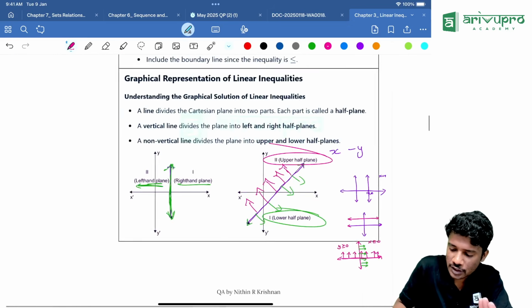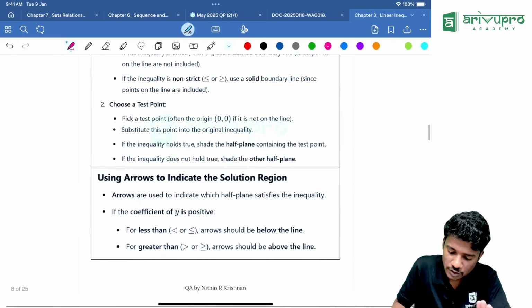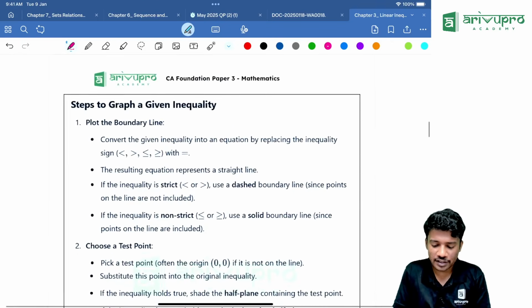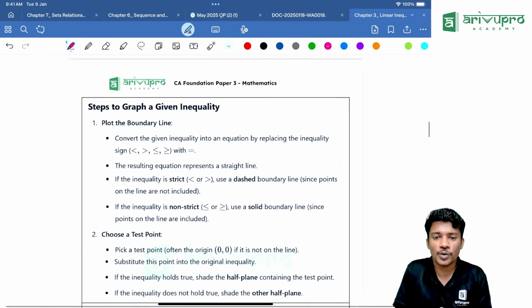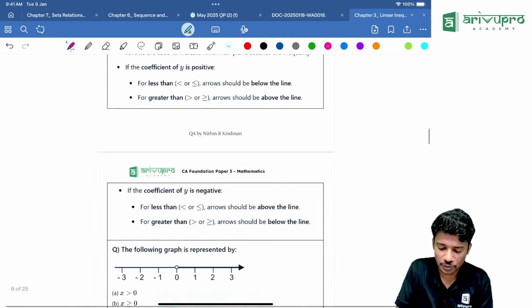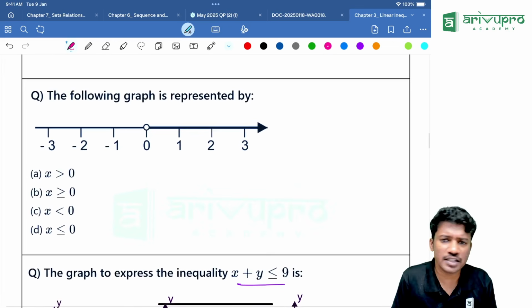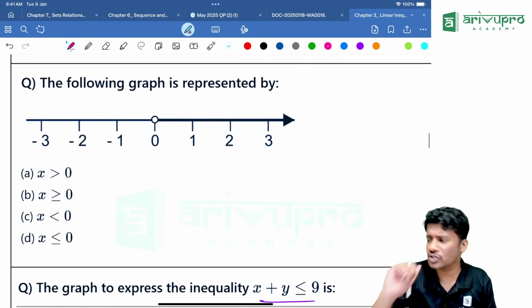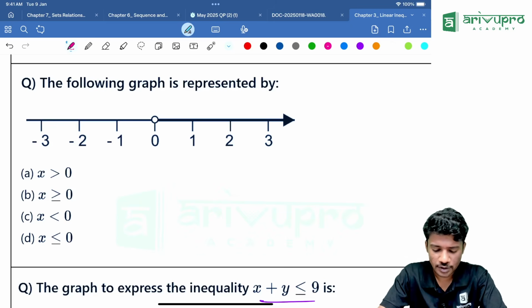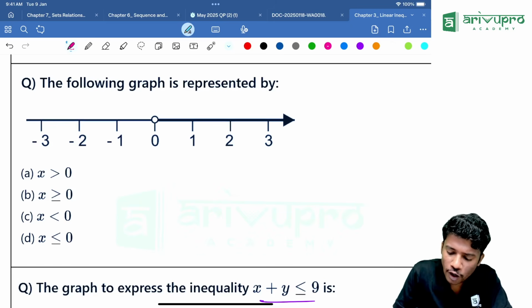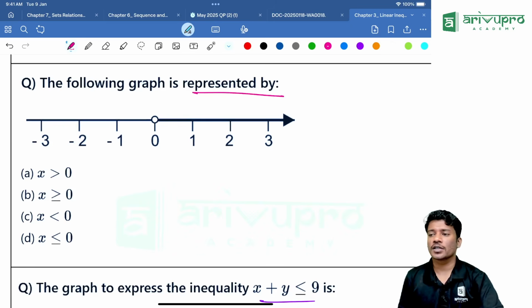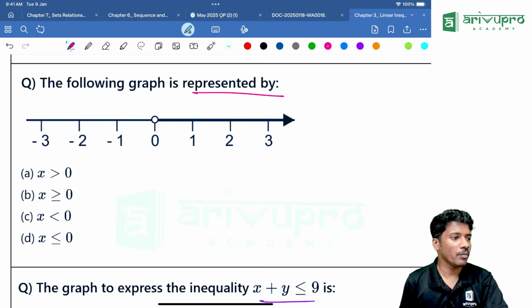Can we do one question? Yes, everyone start off with this question. Whatever we did, I assume that 0, 0, everything is written over here also. You can actually do it without much difficulty. It's possible. Now try this. Tell me the answer. The following graph is represented by what?